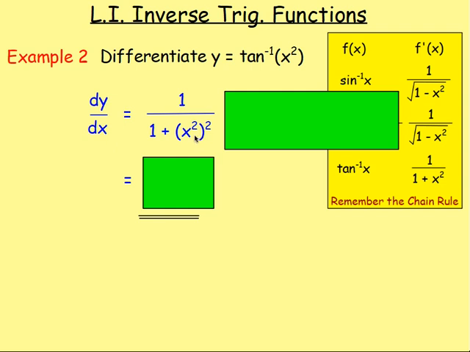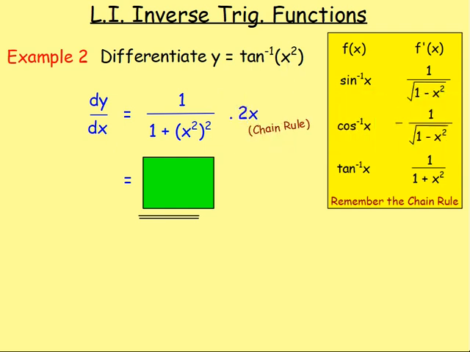But then again, what do you need to remember, Ian? Good, you need to remember to multiply by the derivative of the x squared. And if you differentiate x squared, you get 2x. From there then, we'll move the 2x to the top, so it will give you an answer of 2x over 1 plus, and if you have x squared squared, then that would be x to the power of 4. So that's your answer.